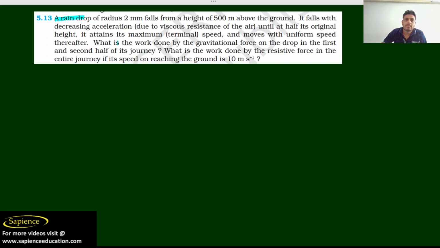A raindrop of radius 2 mm falls from a height of 500 meter above the ground. It falls with decreasing acceleration due to viscous resistance of air until at half of its original height, it attains its maximum terminal speed and moves with uniform speed thereafter. What is the work done by the gravitational force on the drop in the first and second half of its journey, and what is the work done by the resistive force in the entire journey?